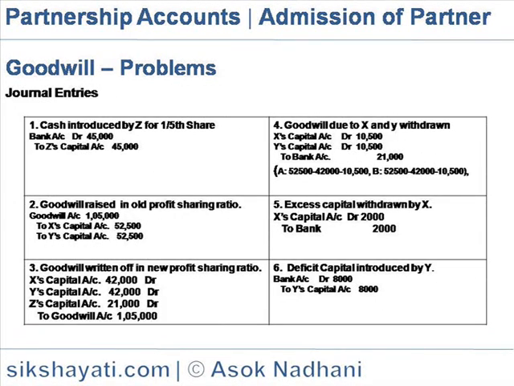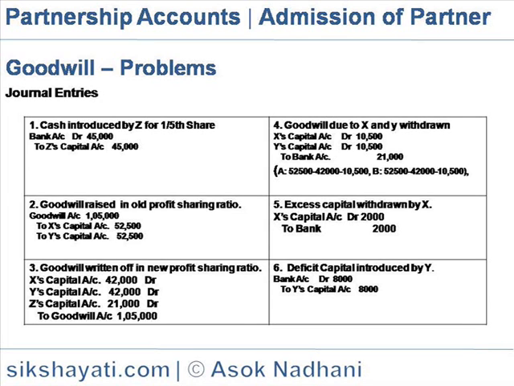Journal entries. Cash introduced by Z for 1/5 share: bank account debit 45,000 to Z's capital account 45,000, the amount brought by Z as capital. Goodwill raised in the old profit sharing ratio, so a goodwill account is created. Goodwill account 1,05,000 to X's capital 52,500 and Y's capital 52,500 in the old profit sharing ratio.